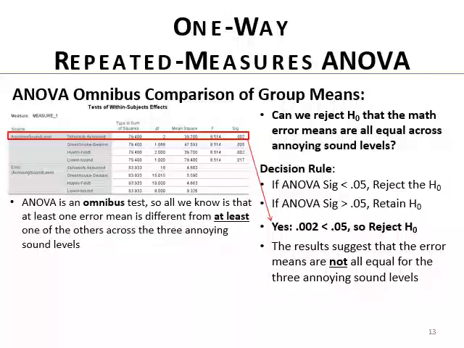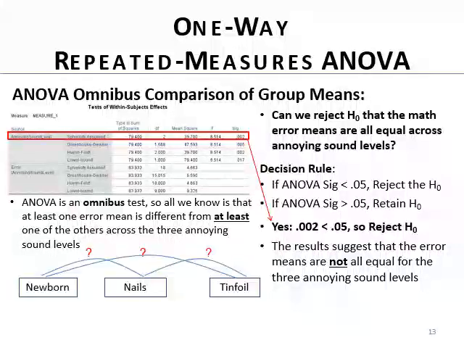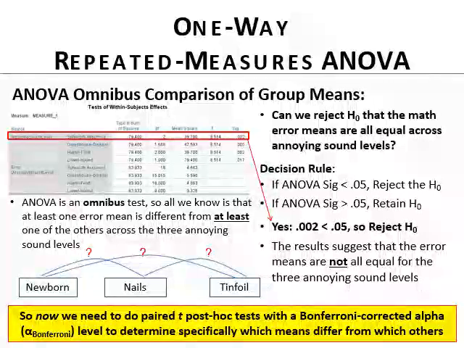All right, so the results suggest that the error means are not all equal for the 3 annoying sound levels. So it begs the question, that's an omnibus test. All we know is that at least one error mean is different from at least one of the others across the 3 annoying sound levels. Which one's different from which? Well, we've got to do our paired t-test post-hoc tests using our Bonferroni corrected alpha level to determine specifically which means differ from which others. That's our post-hoc tests.